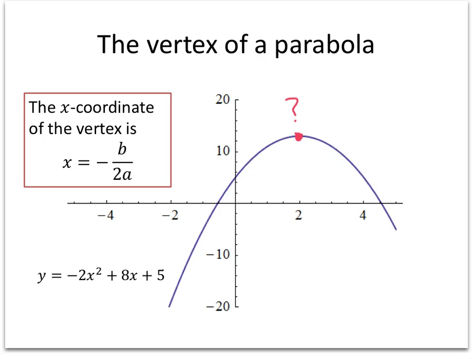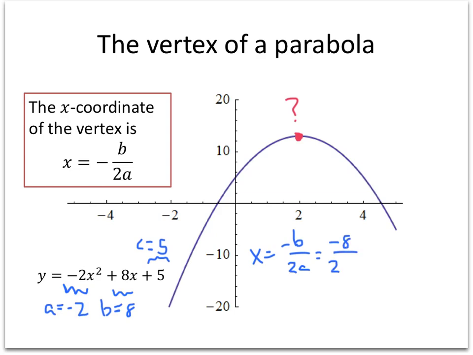Well, we know what a, b, and c are. a is negative 2, b is 8, and we don't really need to know what c is, but just to make sure, c is 5. So the vertex is going to be at x equals negative b over 2a, which in this case is negative 8 divided by 2 times negative 2. That's negative 8 divided by negative 4, which works out to be positive 2. So that tells me that the x-coordinate of this mysterious vertex point is 2. So the vertex is 2 comma something.